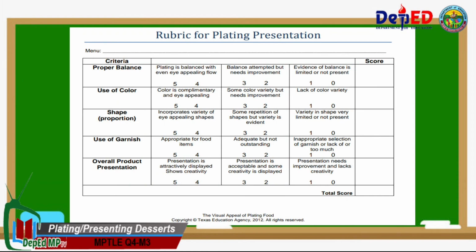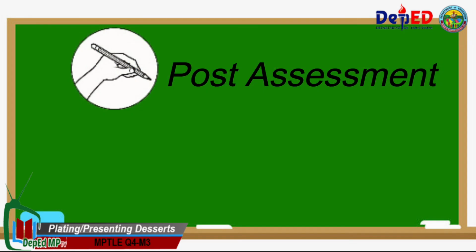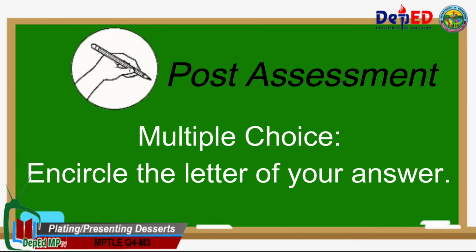Your output will be evaluated using the following rubrics. Number 1, proper balance. Number 2, use of color. Number 3, shape and proportion. Number 4, use of garnish. And number 5, overall product presentation. Moving on to the post-assessment, encircle the letter of your answer.